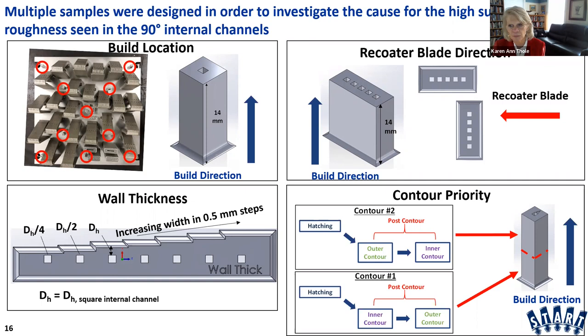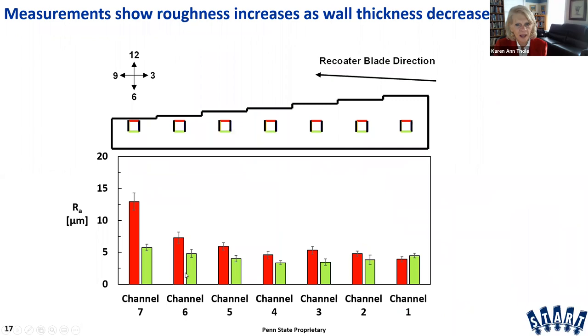We looked at the contouring priority, which is the last laser pass. And then the other thing we looked at is the wall thickness. So you can see this little coupon on the left. What we did is we put the microchannel in this coupon, and we varied the distance from the channel itself to the outer wall. Well, it turns out that had the biggest impact.